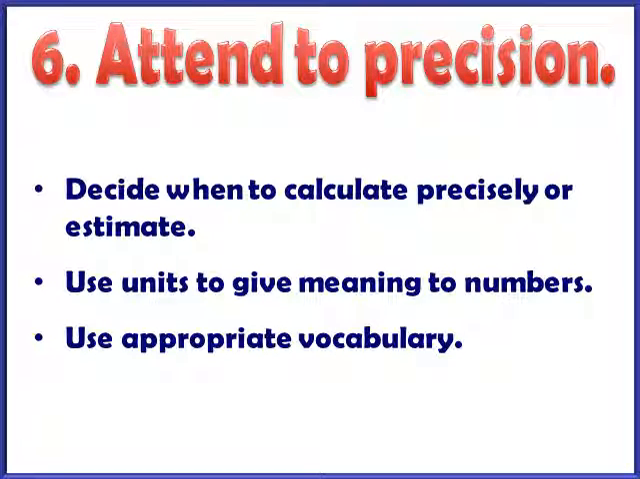Practice 6 asks us to attend to precision. So the first part of this practice is, well, when do we attend to precision versus when do we estimate? Another part of this practice is making sure that we attach units to numbers to make those numbers have sense and meaning. So making sure that we are saying not just 4, but 4 bricks or $4, whatever that unit is. And then using appropriate vocabulary. And that means the teacher needs to be modeling appropriate, precise vocabulary and holding students accountable for that as well.